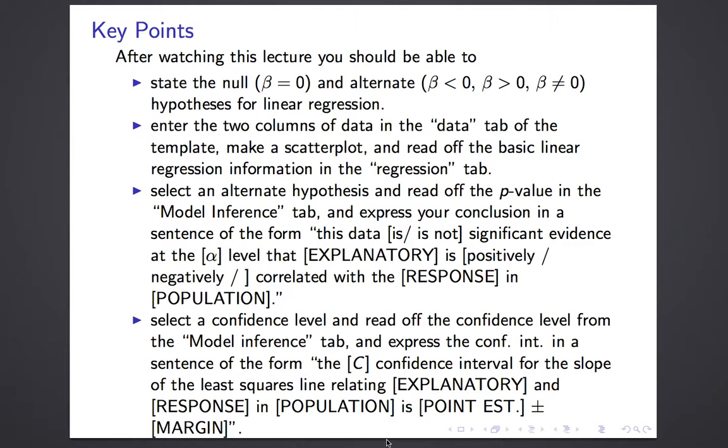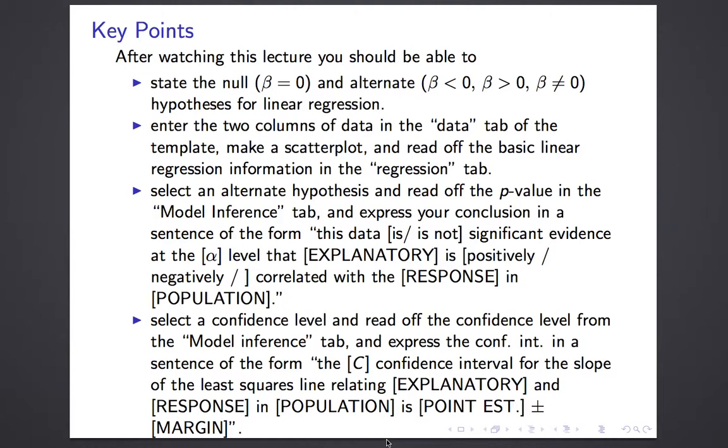Okay, there are so many key points here, it takes up 2 pages. After watching this lecture, here's what you should be able to do. State the null and alternate hypotheses for linear regression. You should be able to enter your 2 columns of data in the data tab of the template. You should be able to make a scatter plot and read off the basic linear regression information in the Regression tab. You should be able to select an alternate hypothesis and read off the p-value in the Model Inference tab. Using that, you should conclude and express your conclusion in a sentence of the form, this data is or is not significant evidence at the alpha significance level that the explanatory variable is positively, negatively, or simply correlated with the response variable in the population.